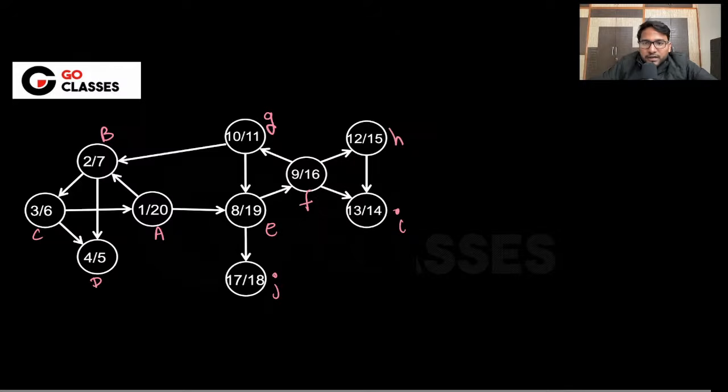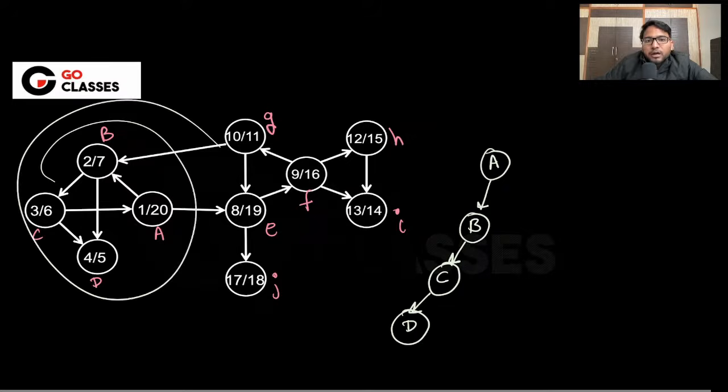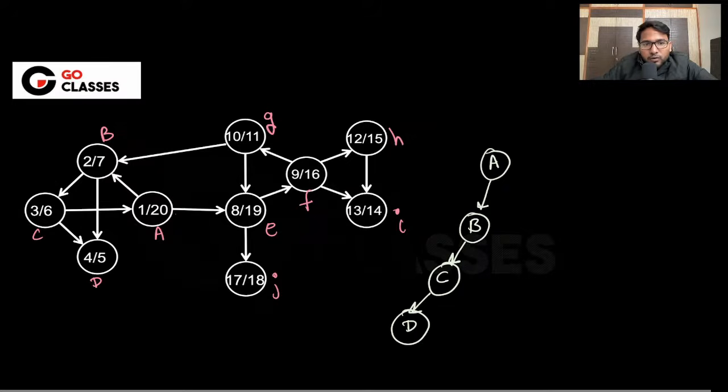So basically you are starting at A because it is 1, and then you are going to B. The tree is a directed one, a rooted tree. Then you are going to C, and then you are going to D, and then this part is done. You're backtracking, this B is also done, and then you will come back to A, and then this is 8, you are going to E.